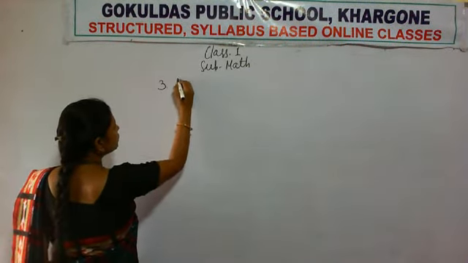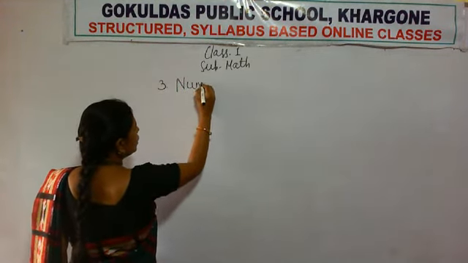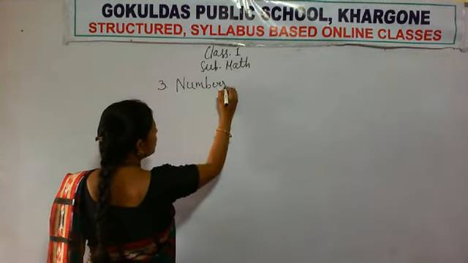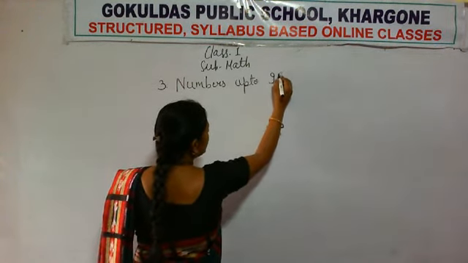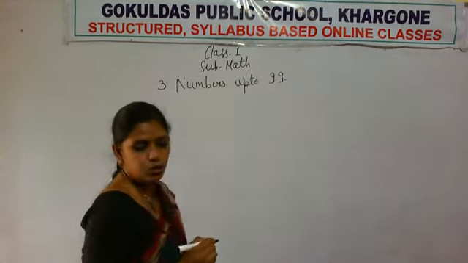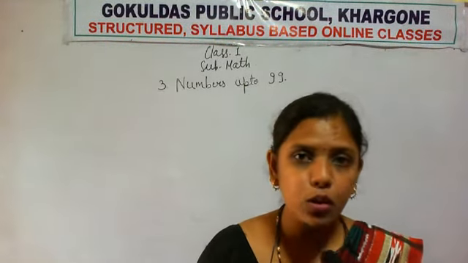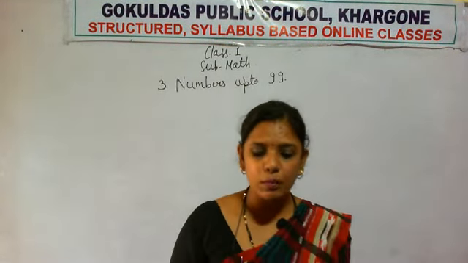Third chapter, numbers up to 99. Okay. No need to write. Only you have to listen. Okay. This is our oral part.